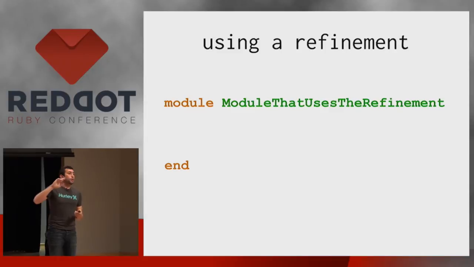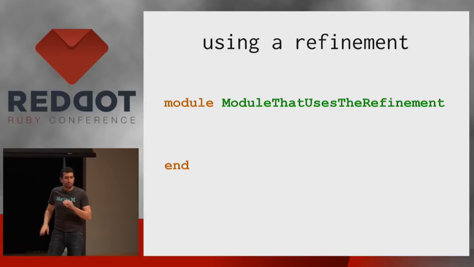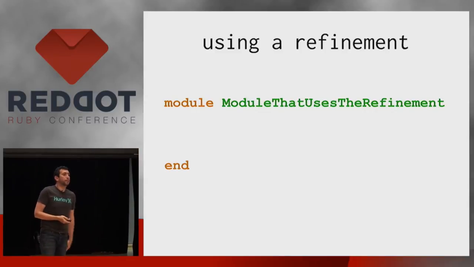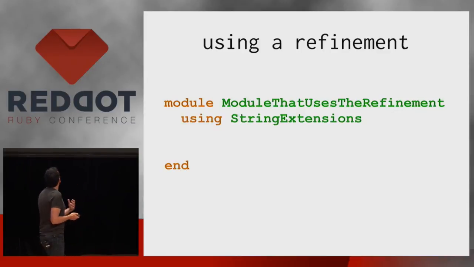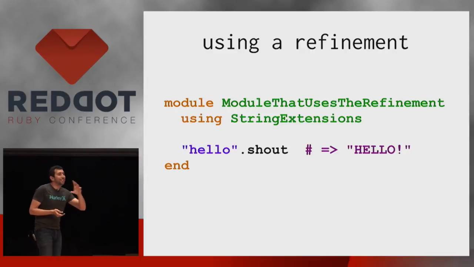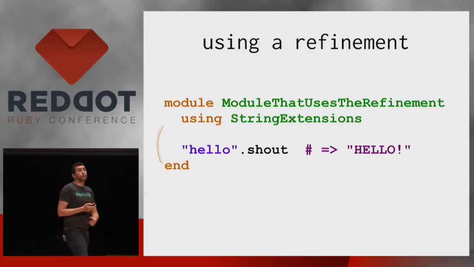Let's say that you want to use the refinement in here. I gave this module a very long name just to avoid confusion with the module that is containing the refinement, okay? To use the refinement in here, you use the method using. And then the refinement is active, and now you can use it. That's essentially all there is to know about using a refinement. A few details. The refinement is active from right after the using to the end of the module. The module can be a class.